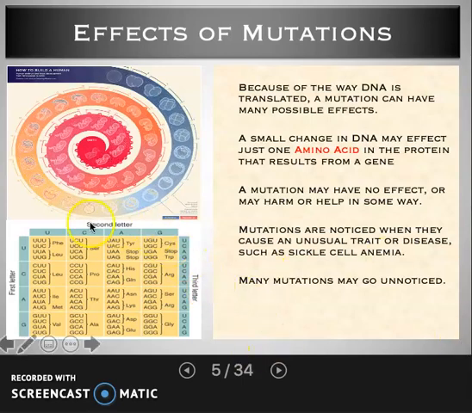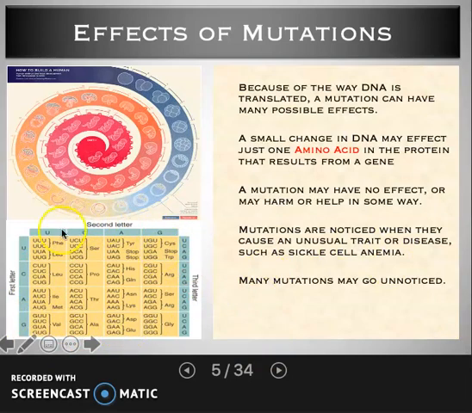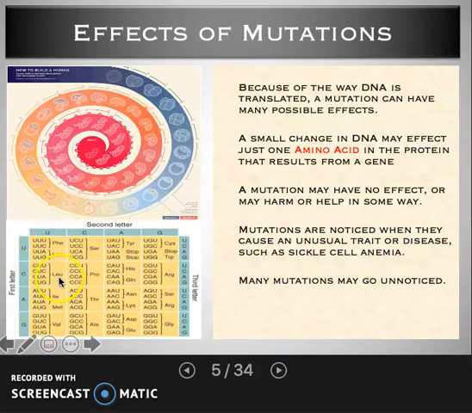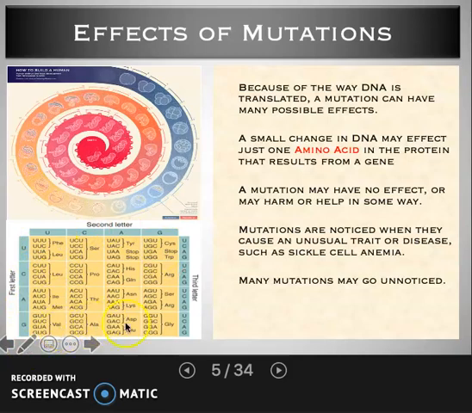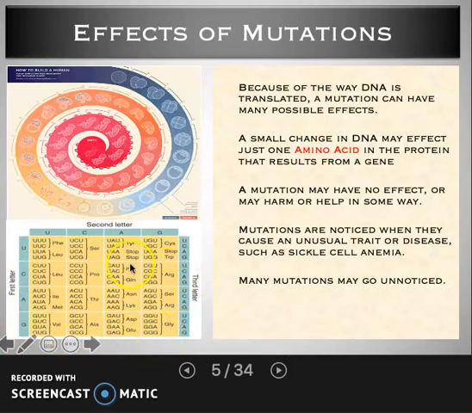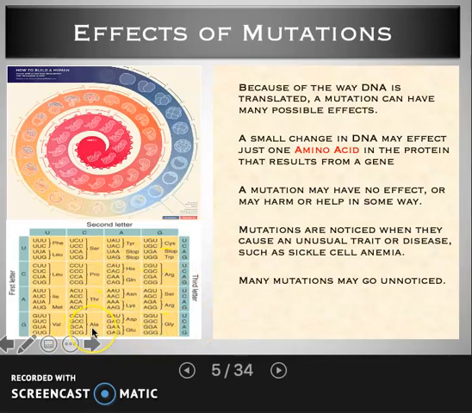So here's your table over here. Here's all the different codons that code for the different amino acids. There's 20 essential amino acids. Can you name any of them based on the 3-letter abbreviation here? Hopefully you can.